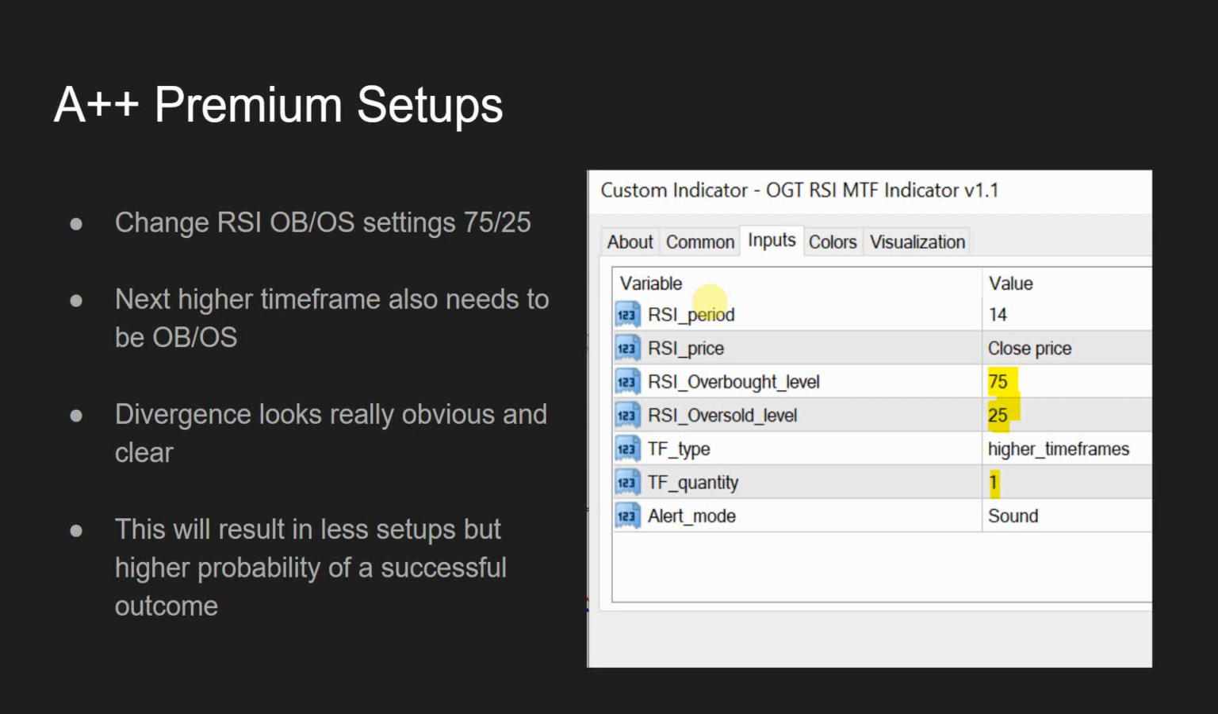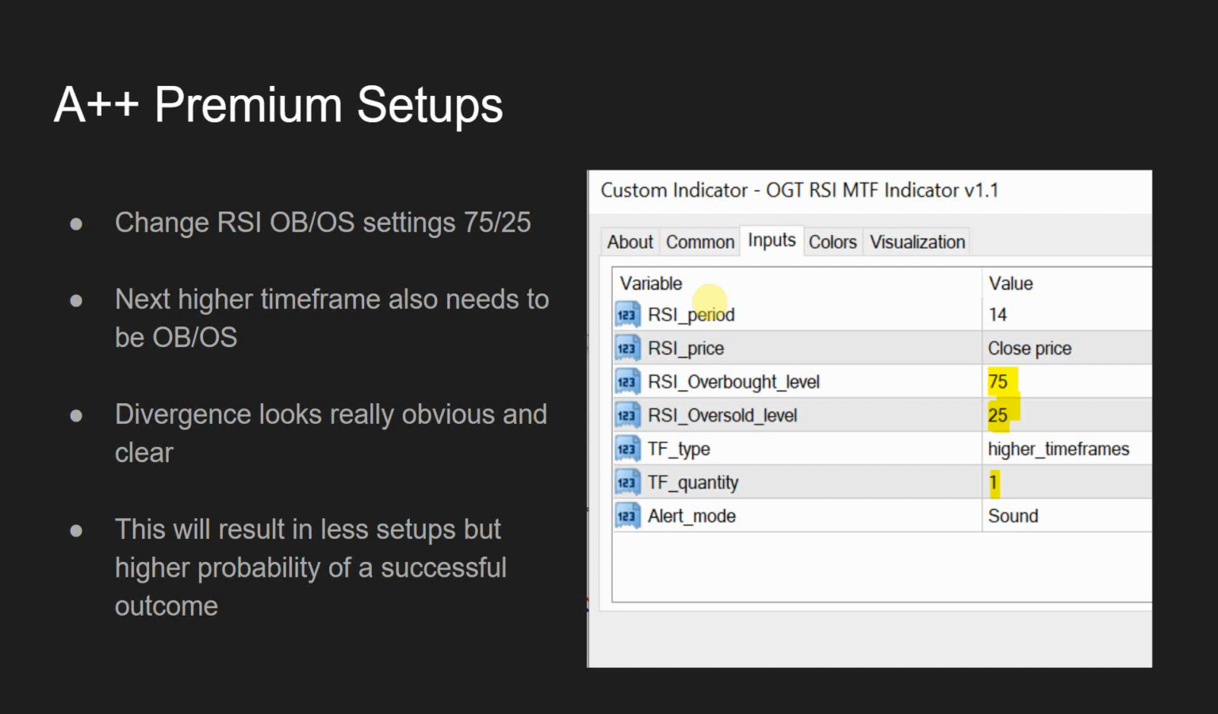So, tweak the settings, have a look on the chart, see what happens. I think you'll be pleasantly surprised when you backtest to see when these setups do occur that you are going to really profit from these. And it's these type of settings that I personally trade with.